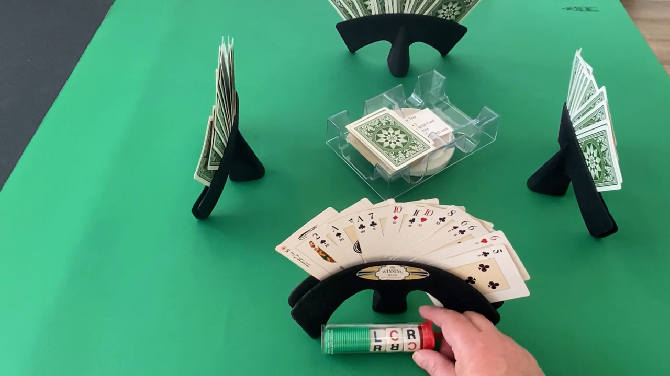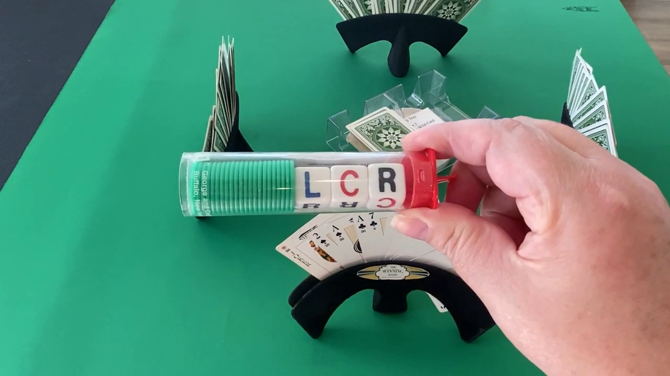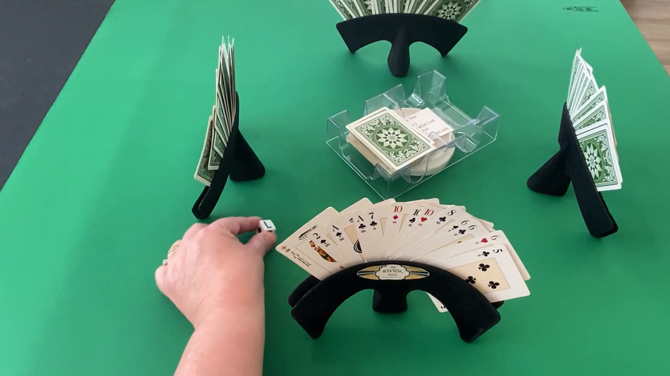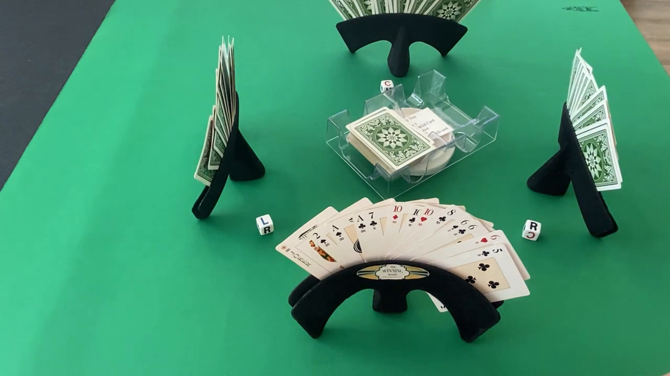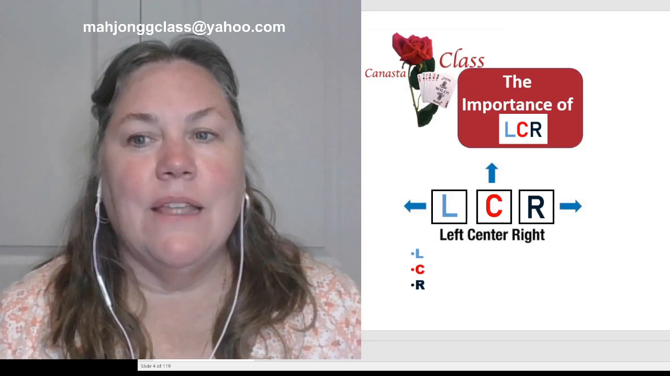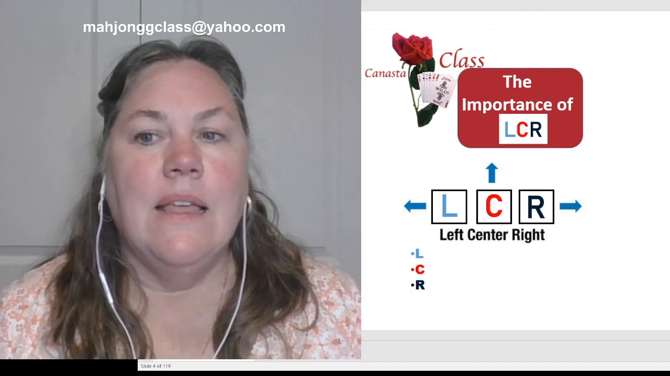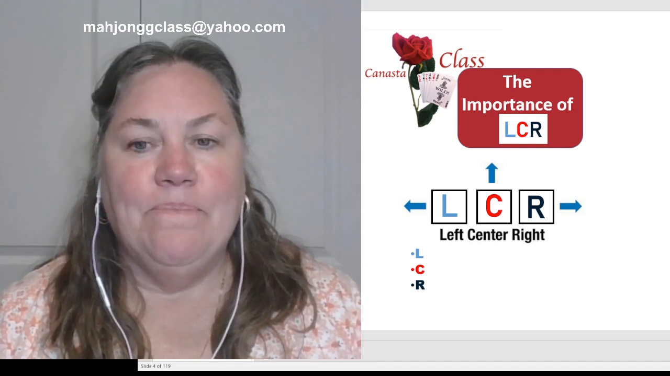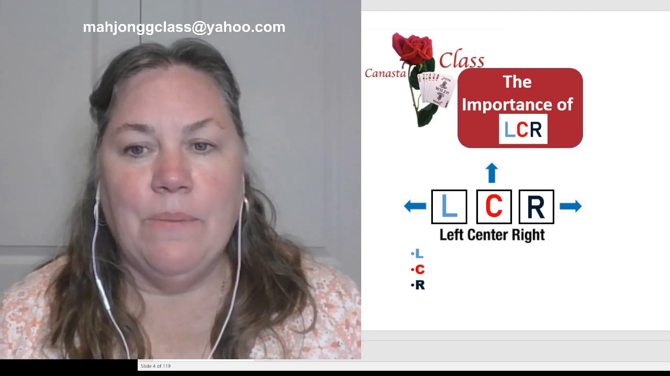So grab your left, center, right dice game, the one in the blue tin or the cylinder like I have here, and learn the importance of the person seated on your left, center, and right. Left, center, right, and Canasta are simple, fast-paced games that are exciting and fun. It's important to remember a few things, like what the other team or your partner is doing during the game. Let's look at it from the perspective of the game table.